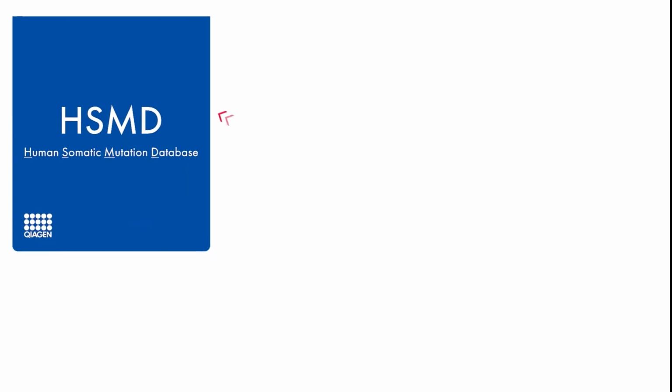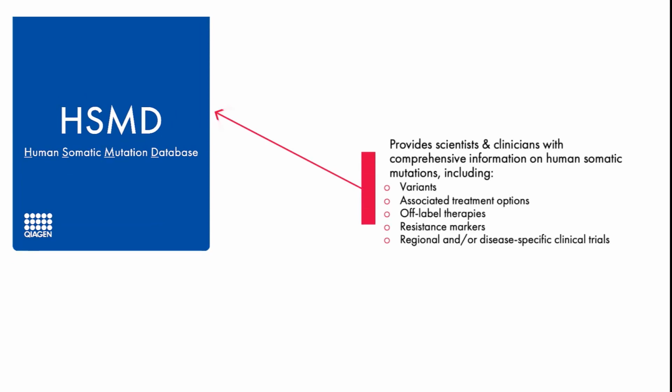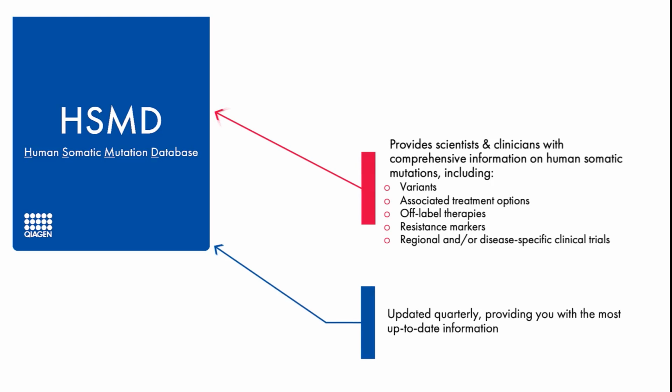HSMD, or the Human Somatic Mutation Database, provides comprehensive information on human somatic mutations. The database is regularly updated, providing you with the most up-to-date information on variants, associated treatment options, off-label therapies, resistance markers, and regional or disease-specific clinical trials.